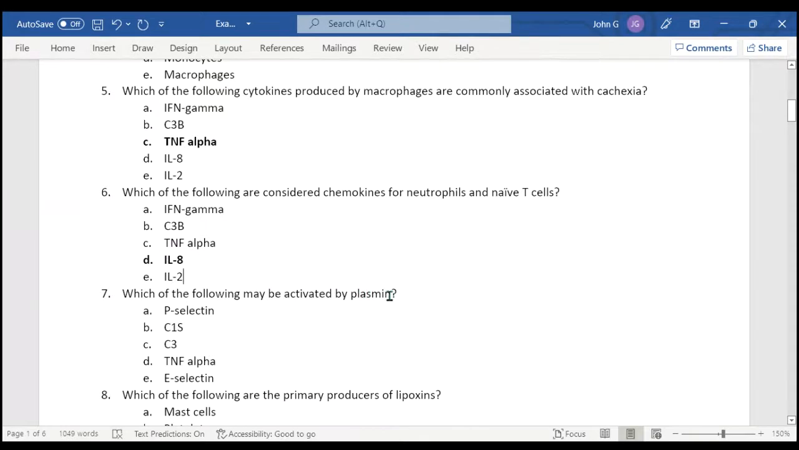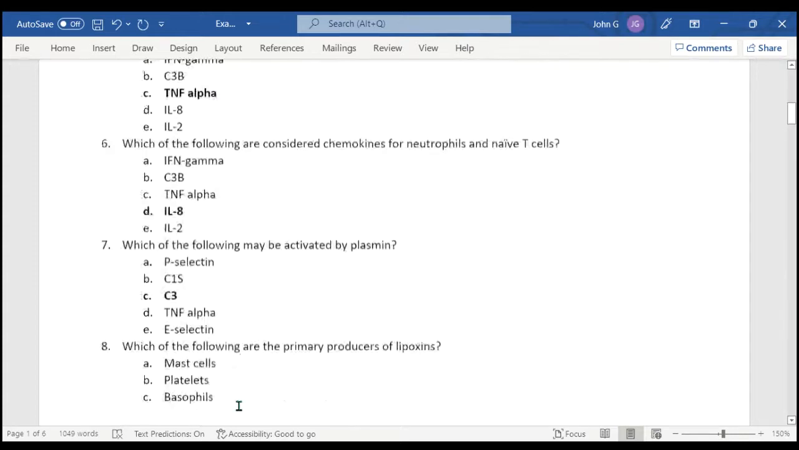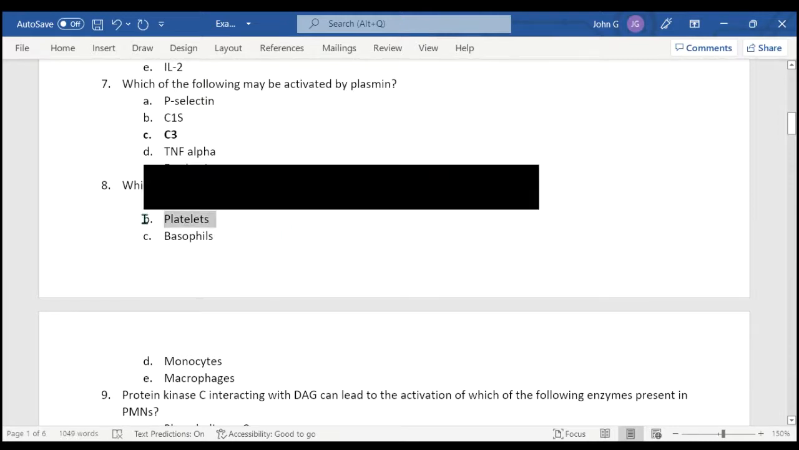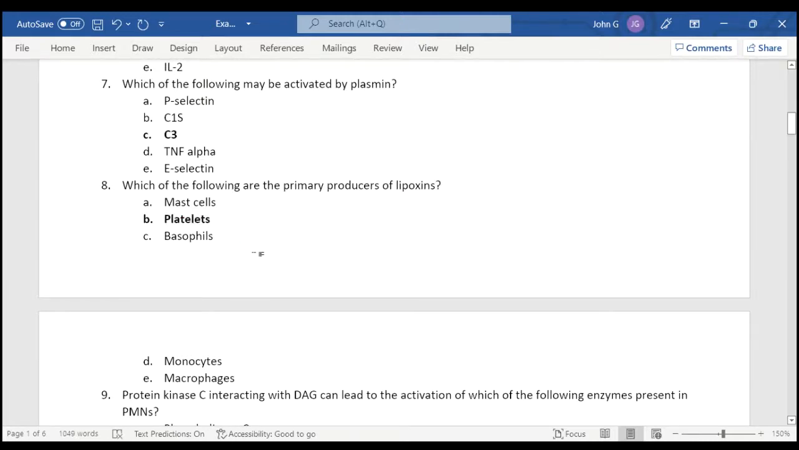Which of the following may be activated by plasmin? This is going to be C3. Remember, C3 has a bunch of ways that it can be cleaved into C3b and C3a, right? Any of the C3 convertases, plasmin, which is like a regulation protein, can cleave C3. Also, IgA can cleave C3, and mast cell and neutrophil proteases can cleave C3. So there's a lot of ways to activate it. Which of the following are primary producers of lipoxins? So this is going to be your platelets. They make lipoxins. That's one of the eicosanoids.